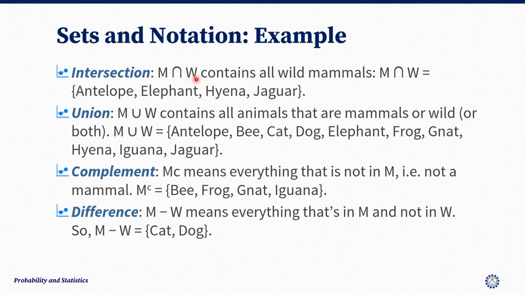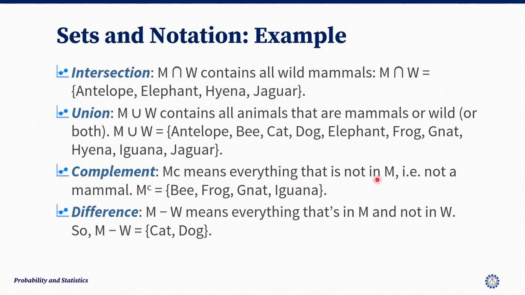To represent intersection, M intersect W contains all wild mammals. So M intersect W is antelope, elephant, hyena, and jaguar. In the union, M union W contains all the animals that are mammals or wild, or both. So we combine the two, and the result is antelope, bee, cat, dog, elephant, frog, gnat, hyena, iguana, and jaguar.